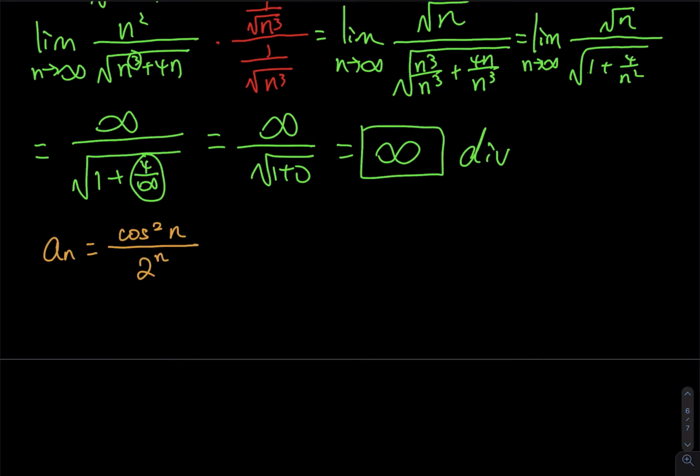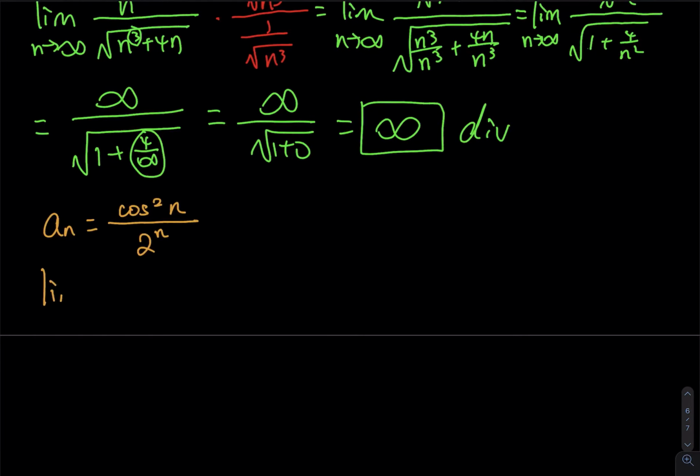All right. So for the first one, for the cosine, you are going to take the limit, right? So the limit as n approaches infinity of cosine square of n divided by 2 to the n. How do you do the limit of a cosine or sine function? This one you will have to use the squeeze theorem.